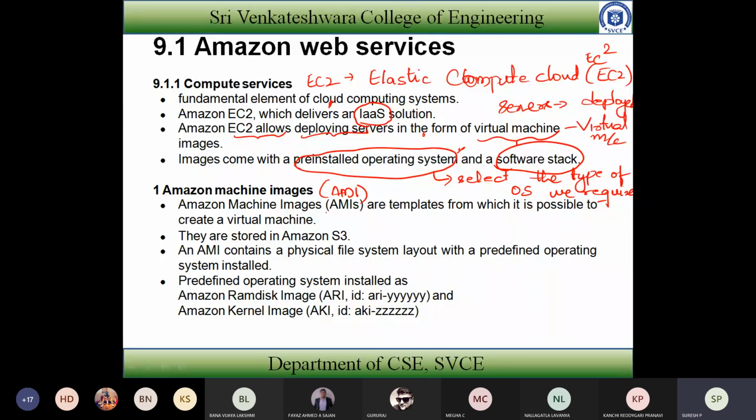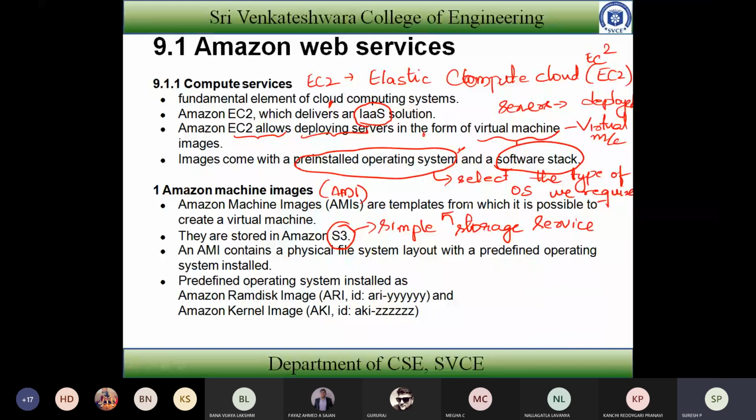Where is this Amazon Machine Image going to be stored? It is going to be stored in your S3. Amazon S3 is the place where it is stored. What is S3? S3 is nothing but your Simple Storage Service. This is the place where those templates will be stored. So your Amazon Machine Image is going to be stored in that place.